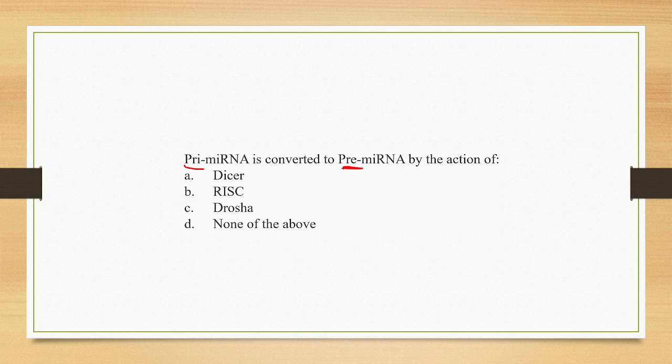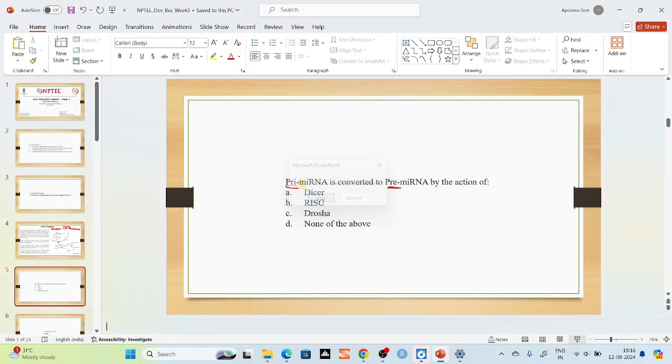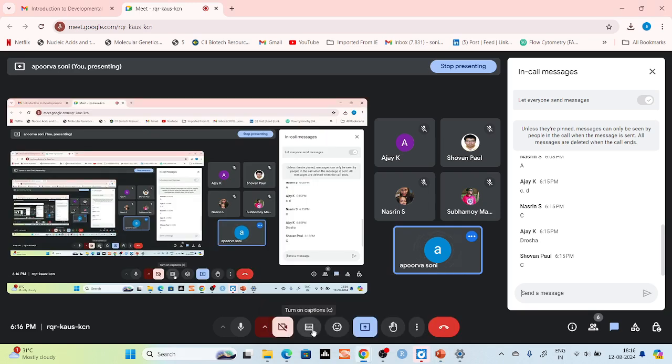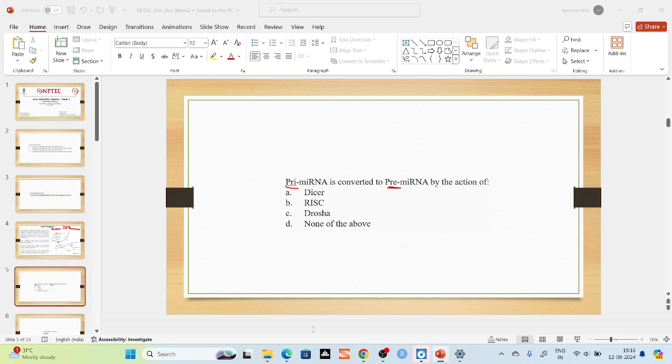Okay, now I'll switch the screen. It's an easy one. I think Nazreen, Ajay, and Chauvin all have answered it correctly. That is C. We have just discussed it is Drosha. Okay, so these were the simple questions.